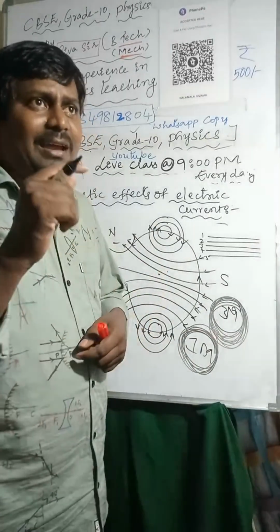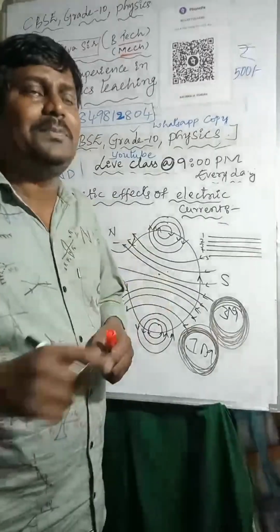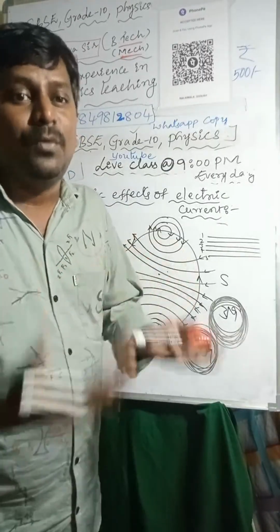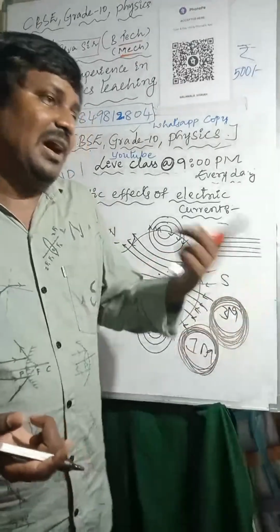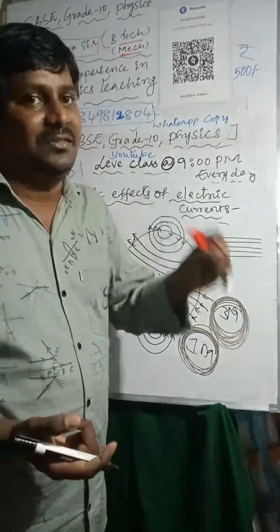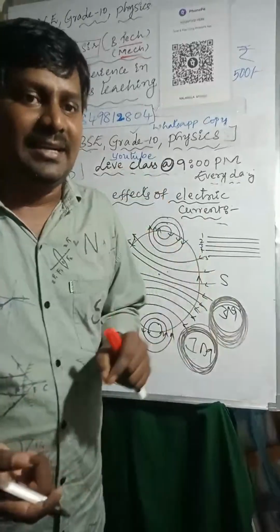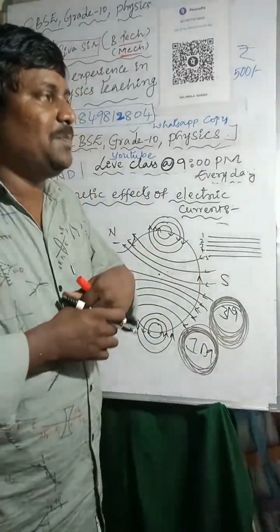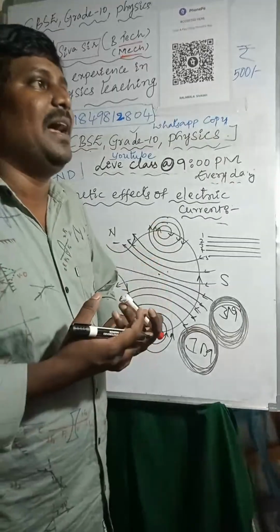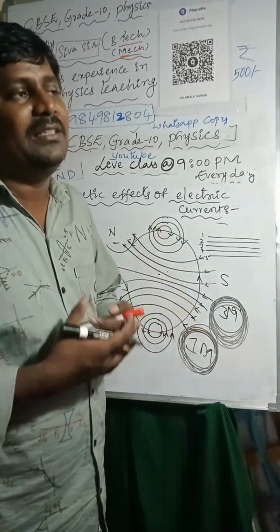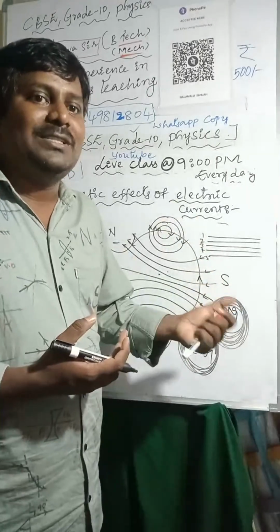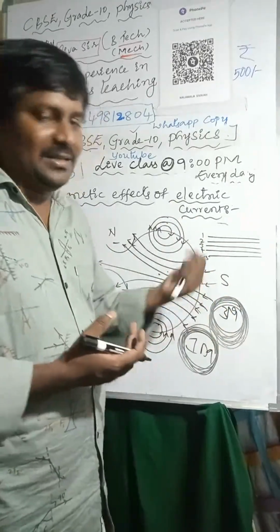If the current is passing in a loop, where will the magnetic field be more, at the center or at the circumference? Answer is at the center. Like that they will ask MCQs also. And they may ask to explain how the magnetic field is produced around a current carrying loop.